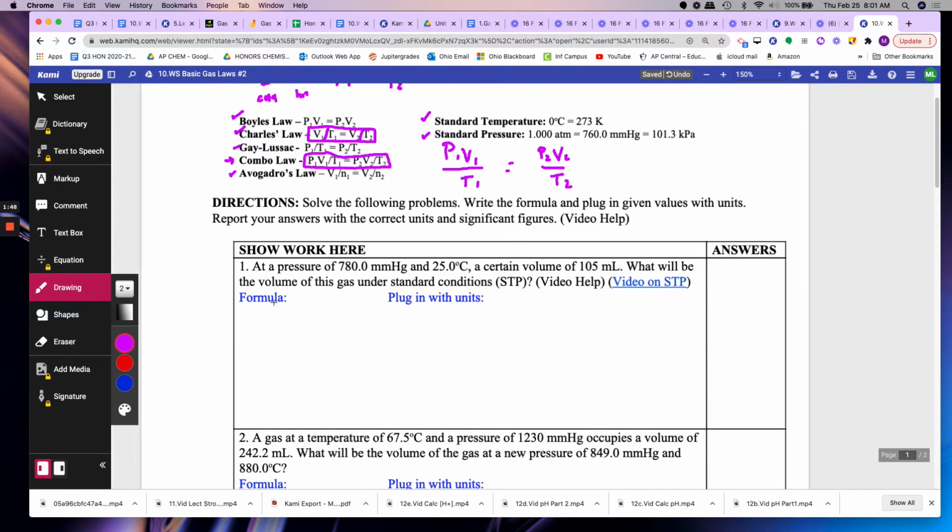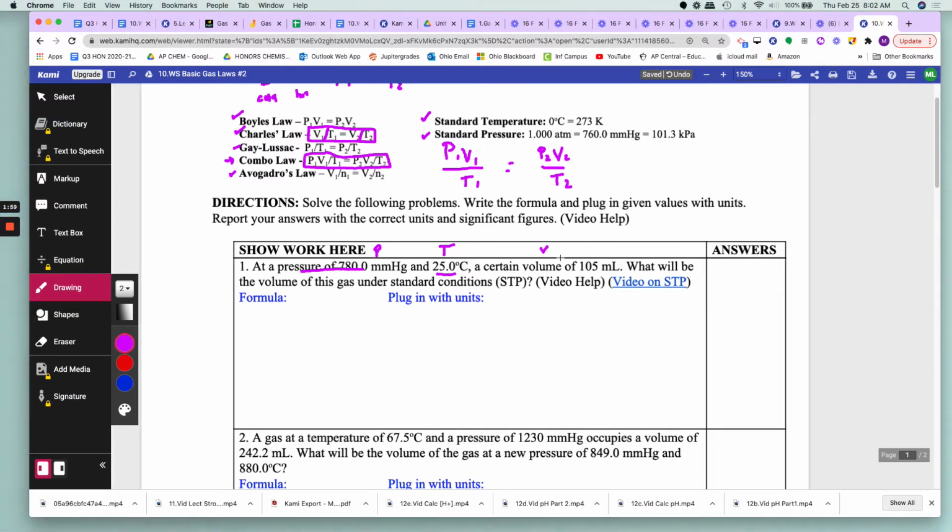So it says for number 1, at a pressure of 780, and this is the temperature, this is pressure, and this is the volume. So as you can see, there are 3 variables changing, P, T, and V. Therefore, you better use this formula right here. Okay, so I'm going to write that down.